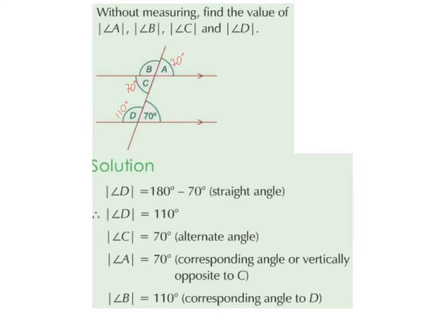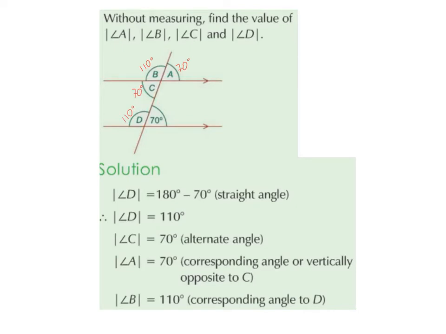And then that just leaves us with angle B to figure out. Well, angle B is going to be 110 degrees because it's corresponding with angle D. So if this is 110 degrees, then this is also 110 degrees because they're corresponding with each other. They're in the same place, so angle B is 110 degrees.